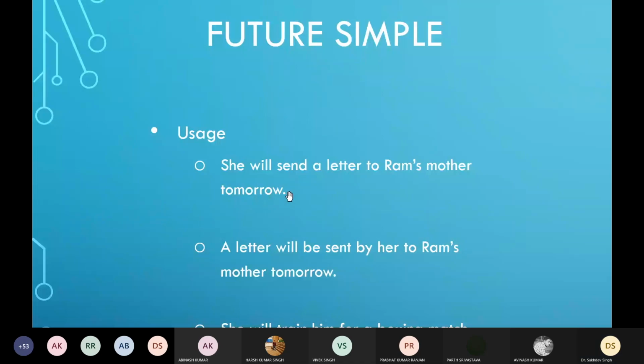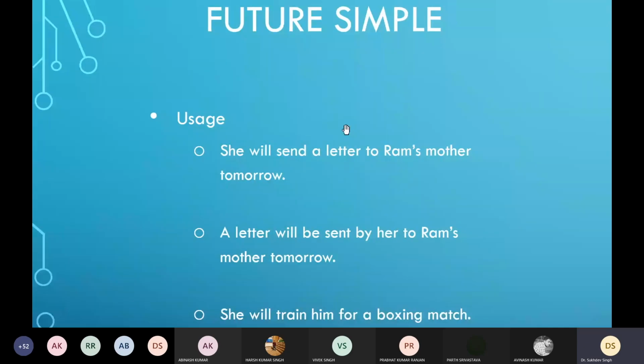Its usage, the first sentence: she will send a letter to Ram's mother tomorrow. So her action, sending, is acted upon a letter. This is the main object over here. So a letter is emphasized in the passive voice, we will fix this letter, which is the main object over here, in the place of the subject.